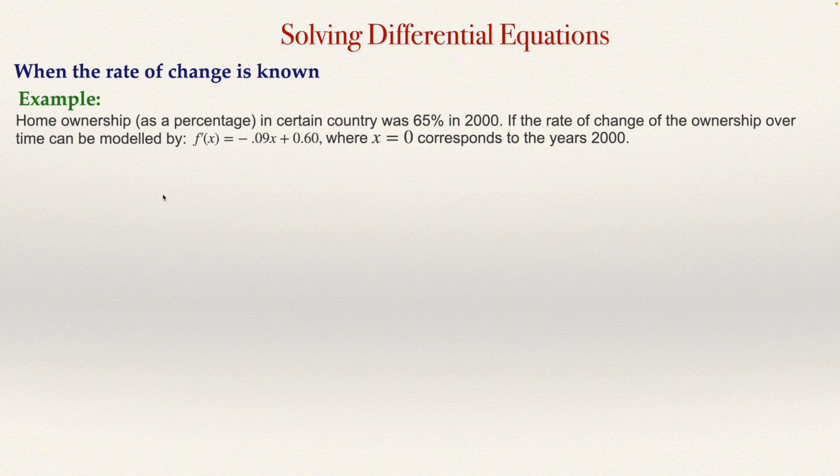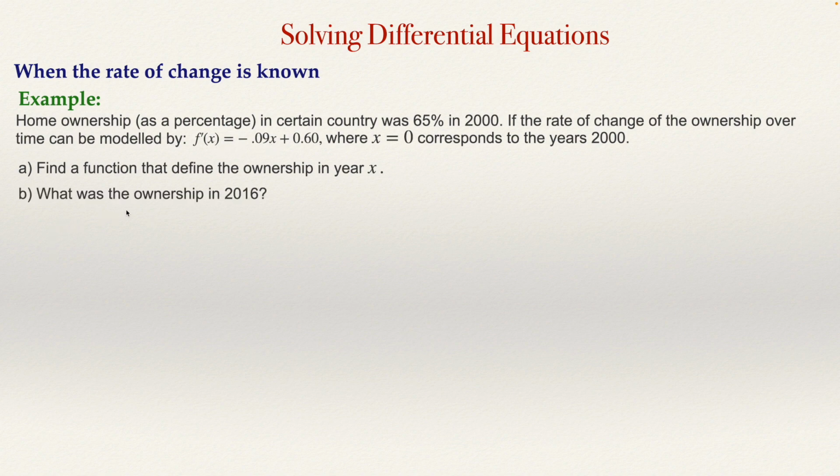Okay, so in this problem there are two questions. The first one is to find a function that defines the ownership in year x. So find an expression of the ownership in whatever year, at whatever time. So we want to know the function of the ownership, and we are going to solve this differential equation. And second, we want to know what the ownership was in 2016. So when x equals 16, because if x equals 0 in 2000, x will be 16 in the year 2016.